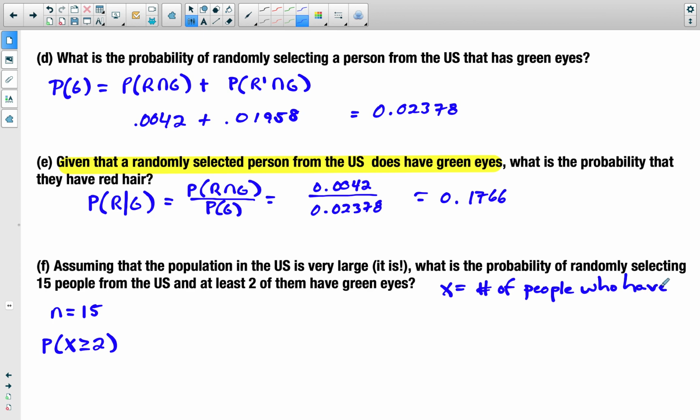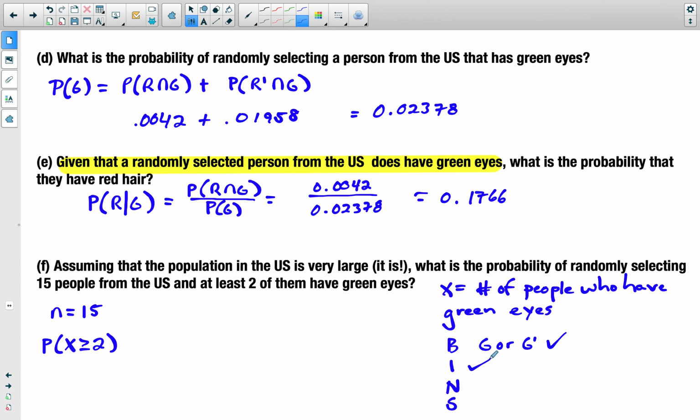This smells a bit like a binomial problem. Number of people who have green eyes. This might be a binomial setting. So let's think about it. For a scenario to have a binomial setting, it needs to be binary, and that would be green eyes or not green eyes. So that checks.